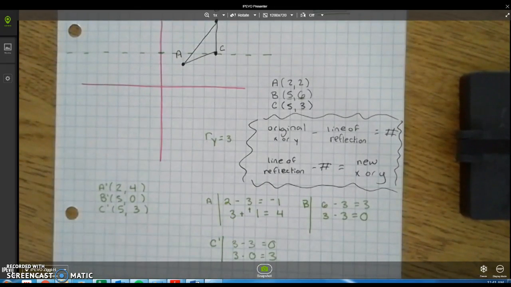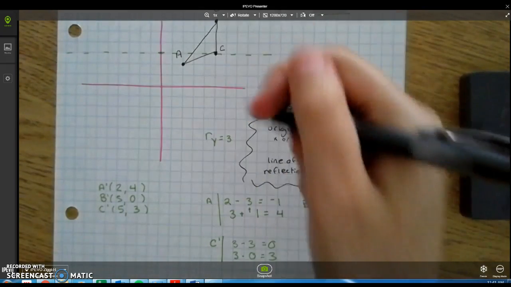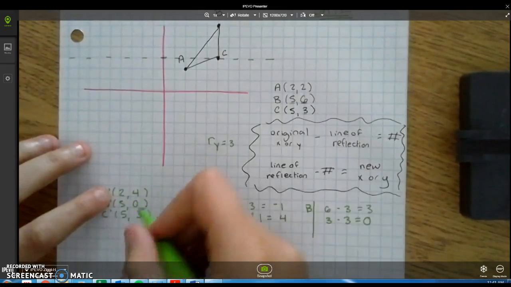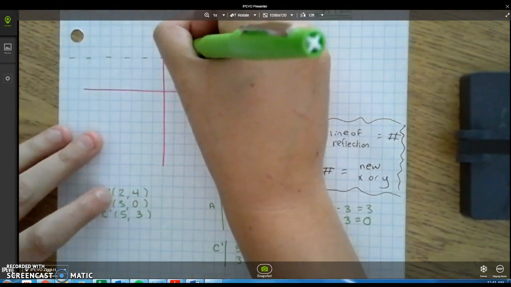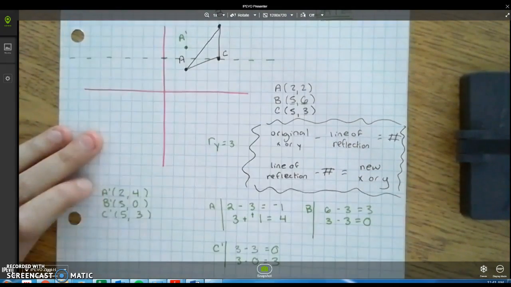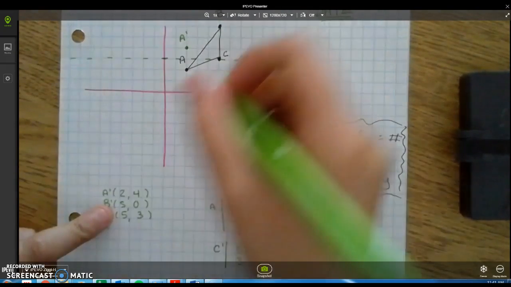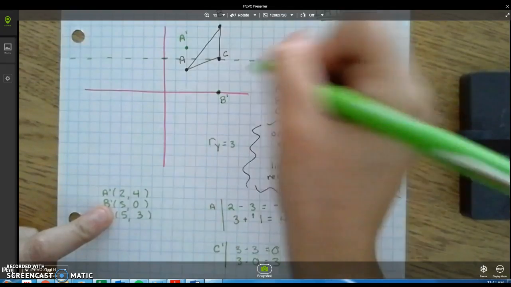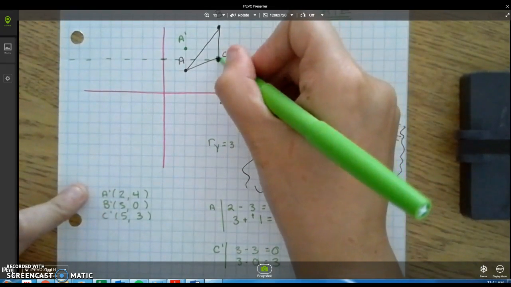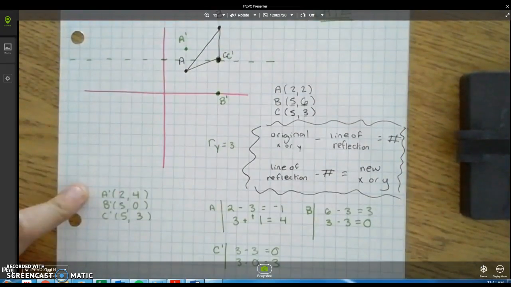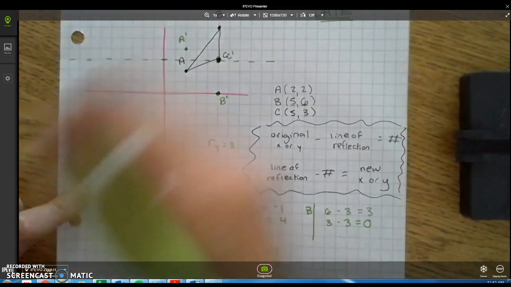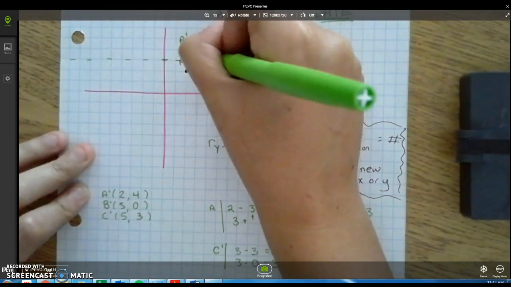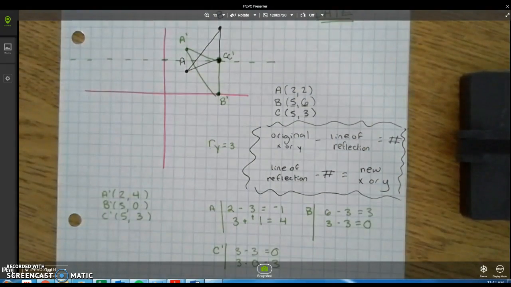Right. So let's go ahead and plot these points. I'll actually do those in green. So A prime is (2, 4). B prime is (5, 0), right here. And C prime is actually the same place as C because it does not move. And there's my new triangle.